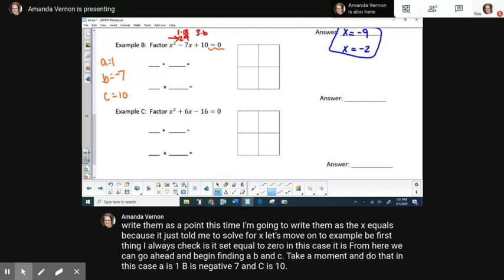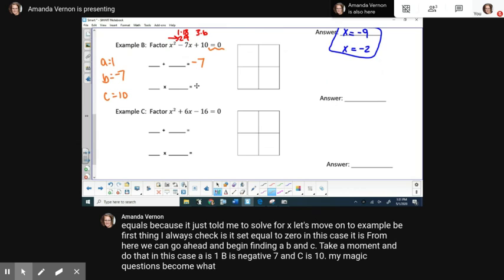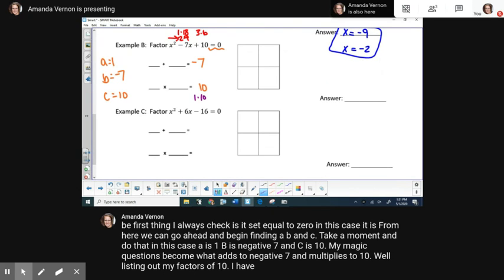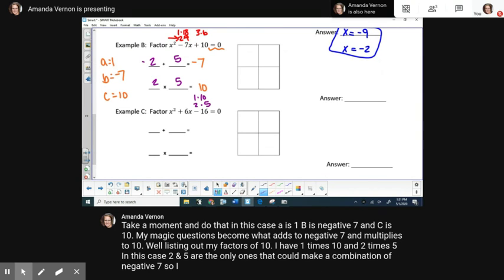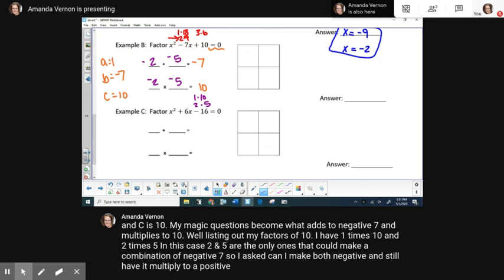My magic questions become what adds to -7 and multiplies to 10? Well, listing out my factors of 10, I have 1 times 10 and 2 times 5. In this case, 2 and 5 are the only ones that could make a combination of -7. So I ask, can I make both negative and still have it multiply to a positive 10? I can, you're right.